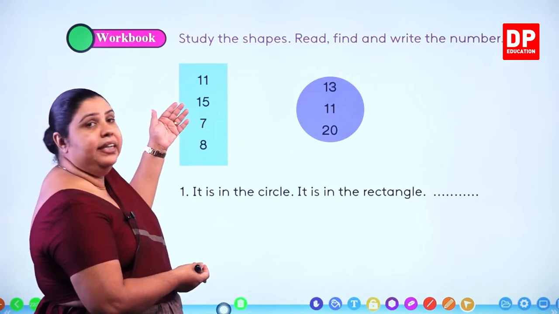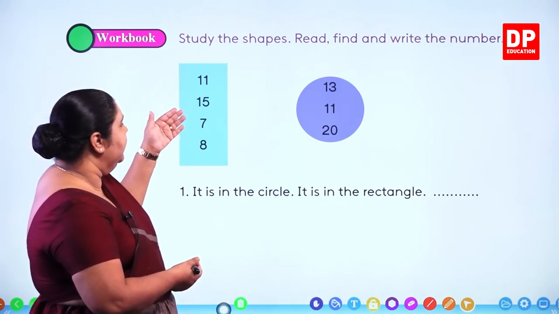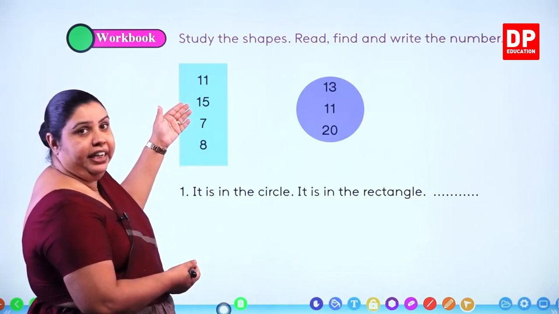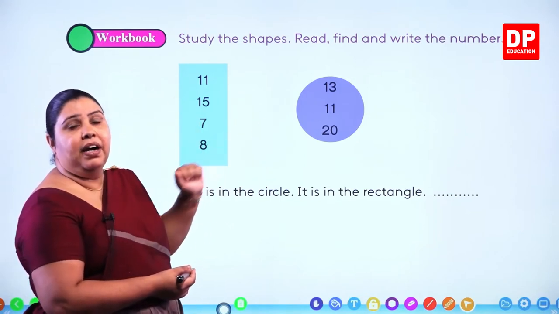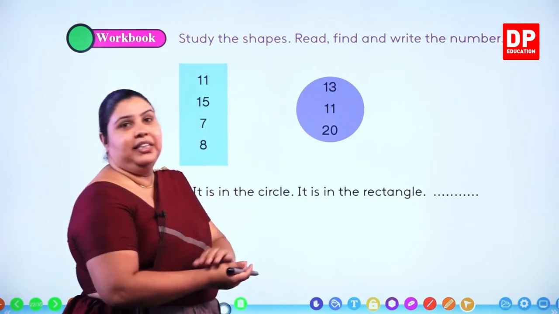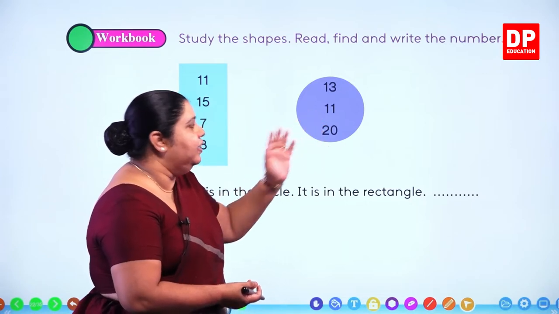In the rectangle, what are the numbers that we have? 11, 15, 7 and 8. In the circle, what do we have? 13, 11, 20. We have 13, 11 and 20.